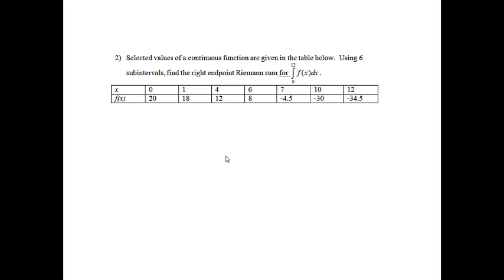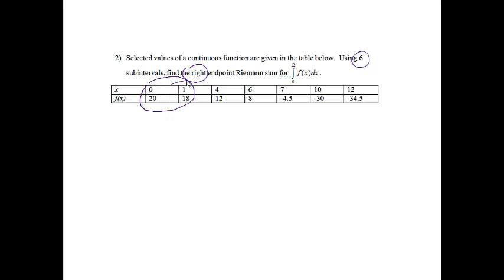Question 2. Selected values of a continuous function are given in the table below. Using 6 subintervals, find the right endpoint sum for the integral from 0 to 12 of f of x. Okay, I do notice that if I used equal subintervals, the numbers that I would need would not be on the chart. I do notice the numbers do not go by equal intervals. So instead of putting a number on the outside, we'll actually have to take care of each interval separately.